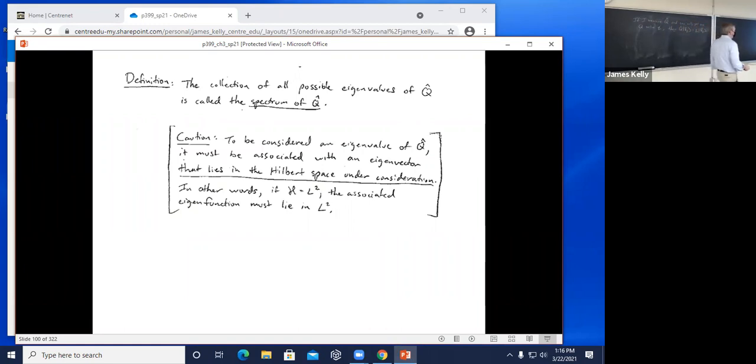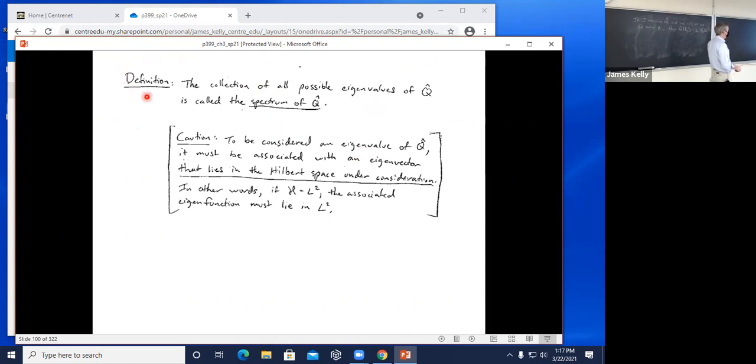Okay, here's another definition. The collection of all possible eigenvalues of a particular physical operator, or an operator corresponding to a dynamical variable, or a Hermitian operator, is called the spectrum of that operator. So we already used this in the context of energy. We said the energy spectrum of the total Hamiltonian operator, the total energy operator, is the set of allowed energies of it.